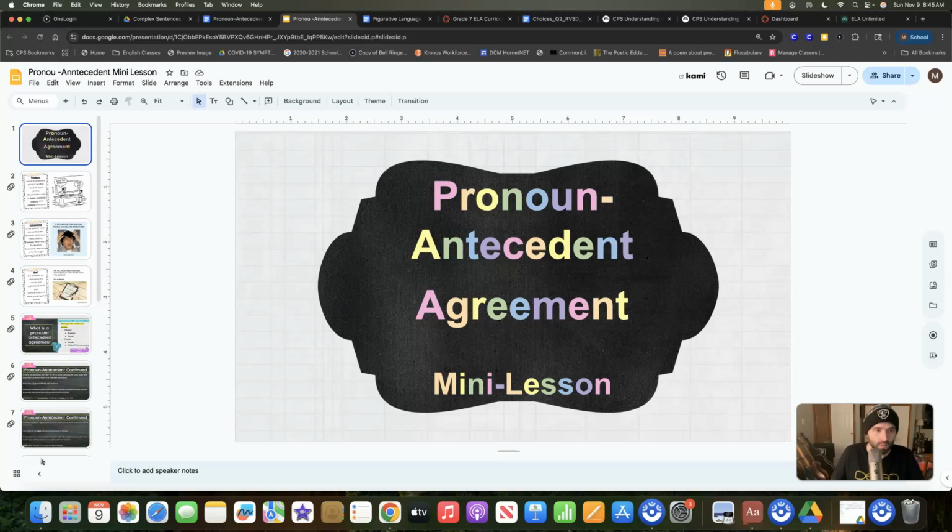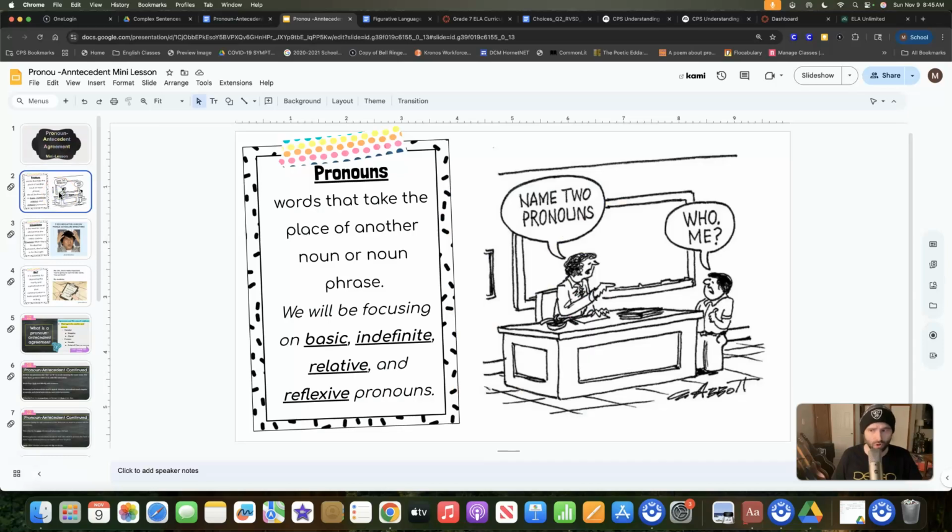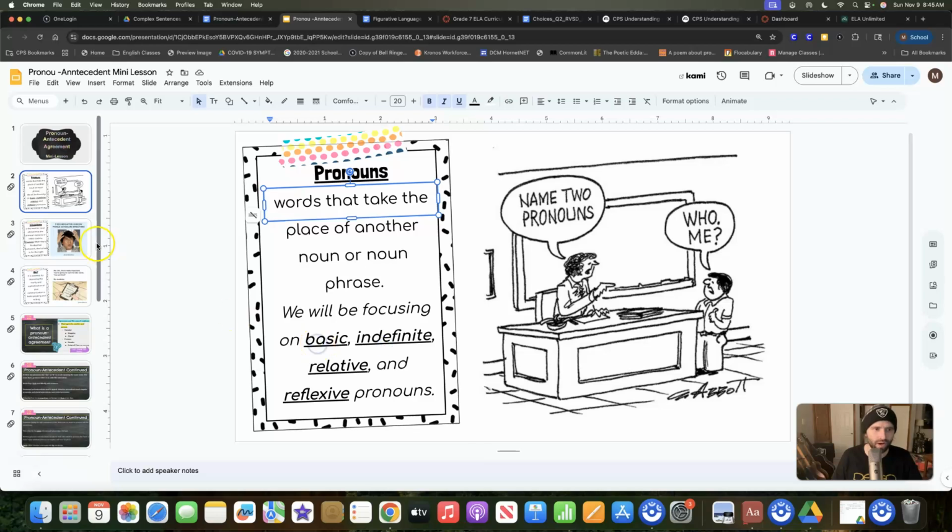Hey everyone, so in today's lesson we're going to be talking about pronouns and more specifically pronoun-antecedent agreement. Now, pronouns should hopefully be a review from last week and just in general, but pronouns are words that take the place of another noun or noun phrase. We're going to be focusing on basic, indefinite, relative, and reflexive, but mostly basic and indefinite is where we want to be, at least for right now.